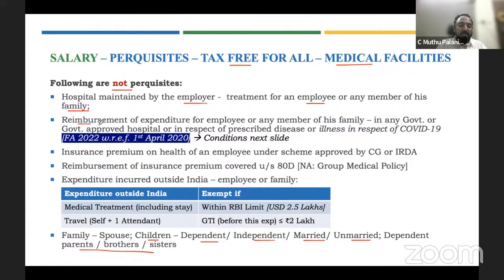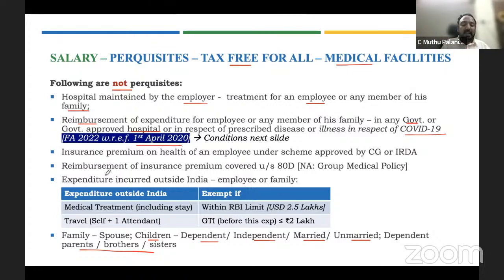And reimbursement of expenditure for the employee or any member of his family, in any government or government-approved hospital, in respect of a prescribed disease or illness, including COVID-19. This was introduced in the Finance Act 2020 with retrospective effect from 1st April 2020. So what is it? If I am treating myself or my family in a government hospital or institution for a prescribed disease or COVID-19 illness, this expenditure is not a perquisite.